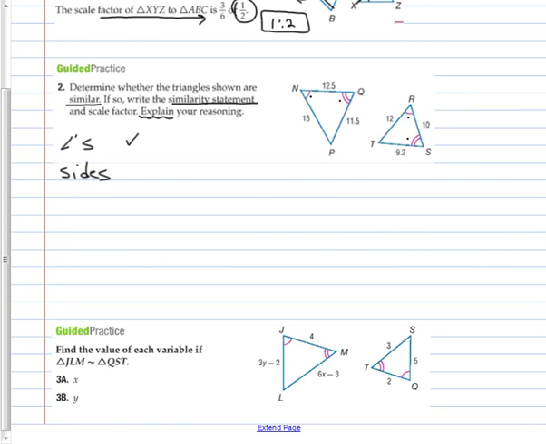So if I am going to check the sides, I've got to work on some proportions. Let's take that 12.5. That 12.5 corresponds with what? The 10. Now that doesn't really tell me anything, but I'm going to check. I also have an 11.5, and what does that correspond with? The 9.2. How do you know it goes with the 9.2 instead of with the 12?